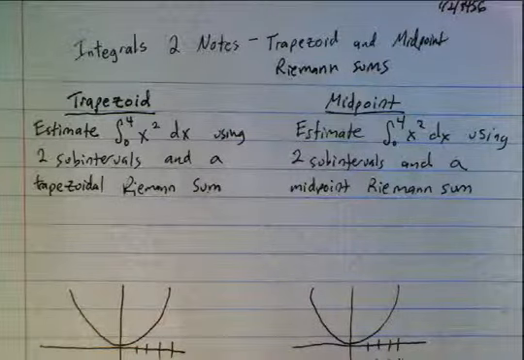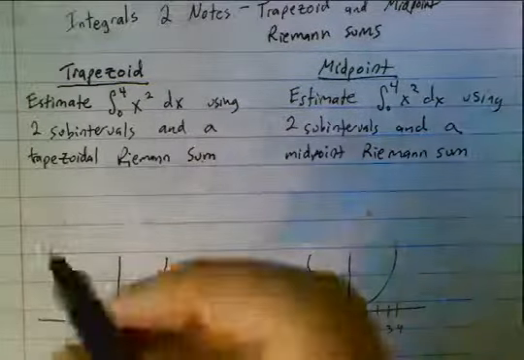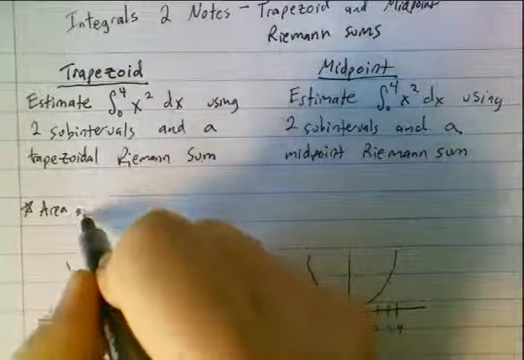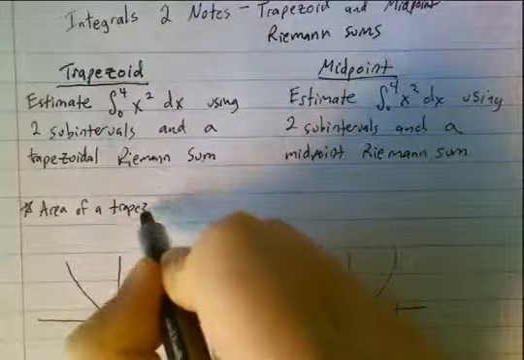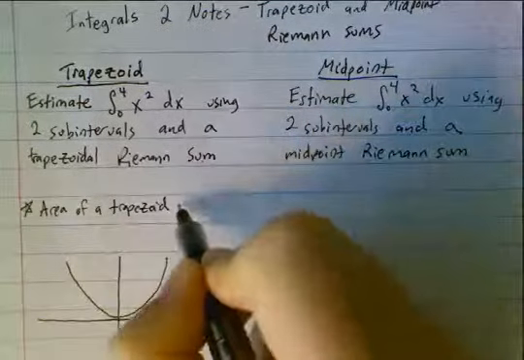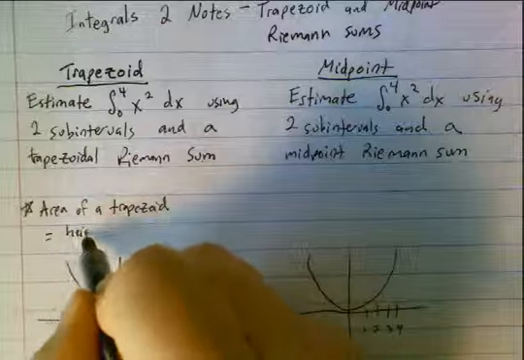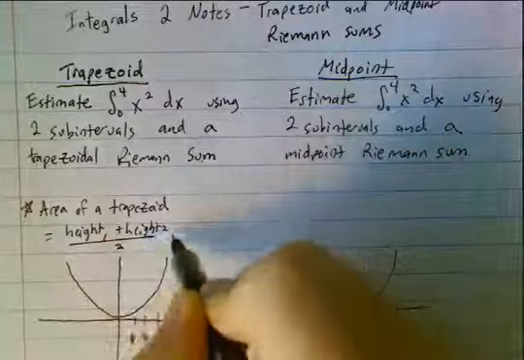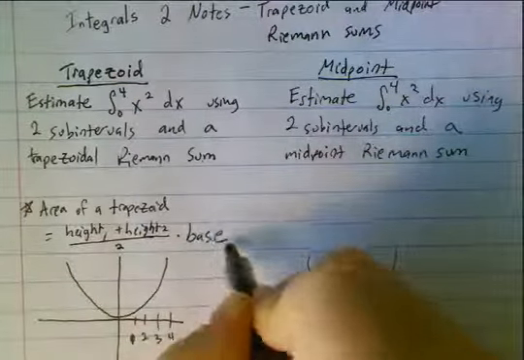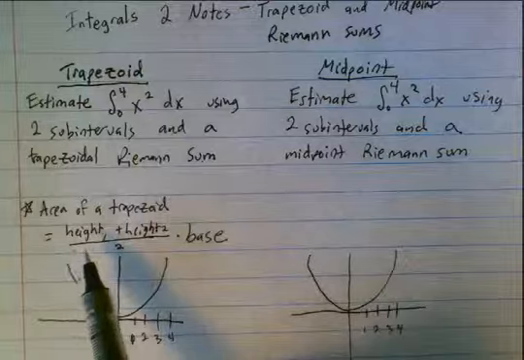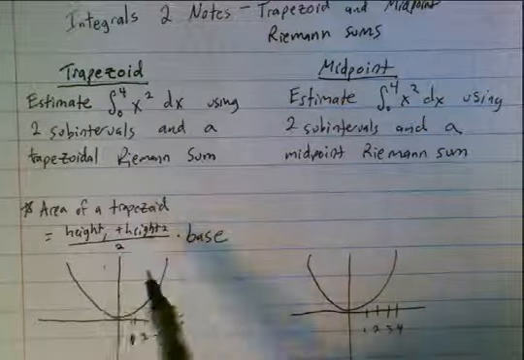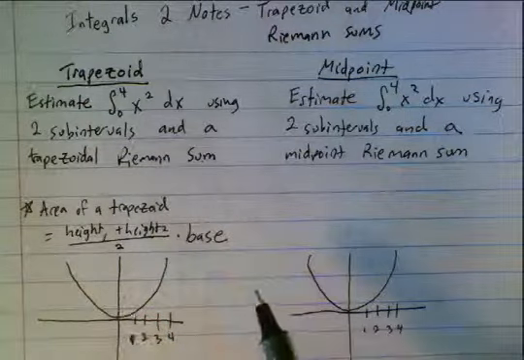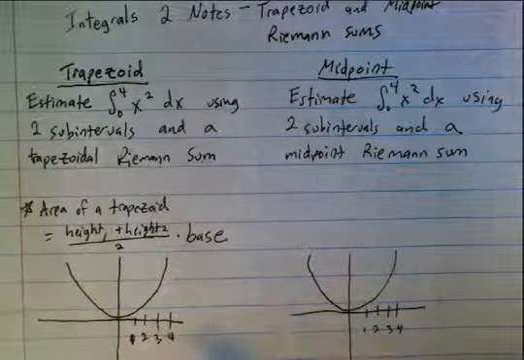Okay? And there are a couple of key things that we have to remember in order to do these problems. One, the area of a trapezoid in this case is going to be height 1 plus height 2 over 2 times the base. This is also expressed as base 1 plus base 2 over 2 times the height, but for us the height is going up and down here, and basically we're just going to do the average of the two heights and then multiply by the base.